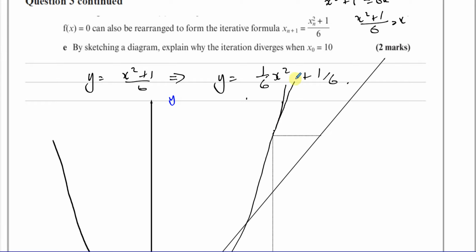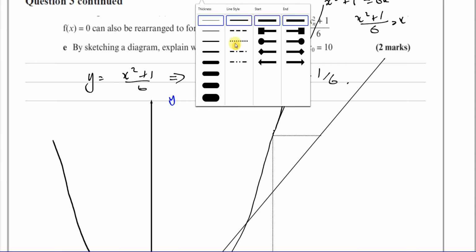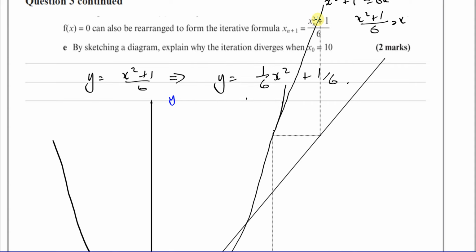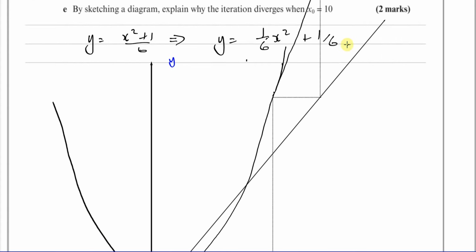It's basically just going to diverge away, because the next time you put the value in, it's going to give you a value up here somewhere. And then if you put that in, it's going to get further and further away. It's not going to go towards the root, it's going to go away from the root.